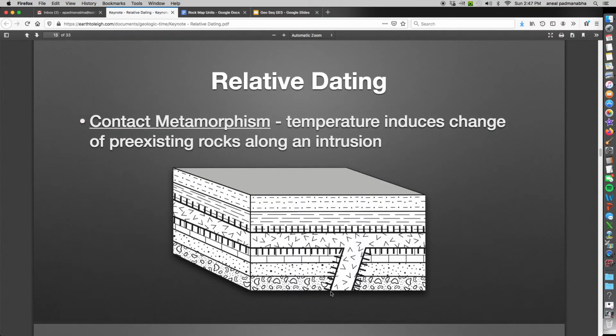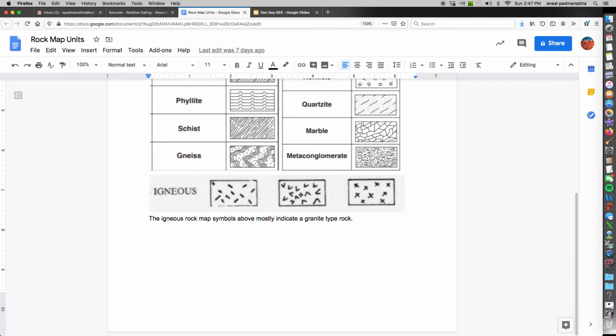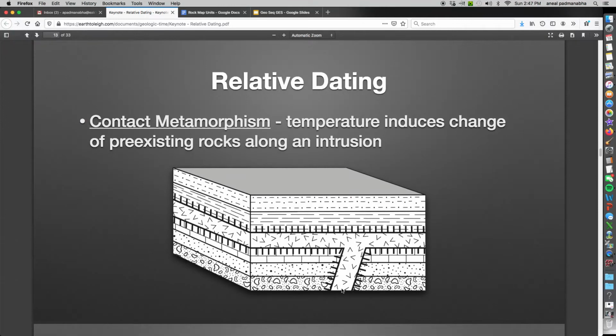And then the next one on top, dot, dash, dot, dash, dot, dash, is siltstone. And then the last one, how did I know this was an intrusion? How did I know this is igneous rock? If we look at our map units right here on the bottom, if you have these V's or chevrons or sprinkles or X's, the igneous rock map symbol mostly indicates it's a granite type rock. So here we have an intrusion.